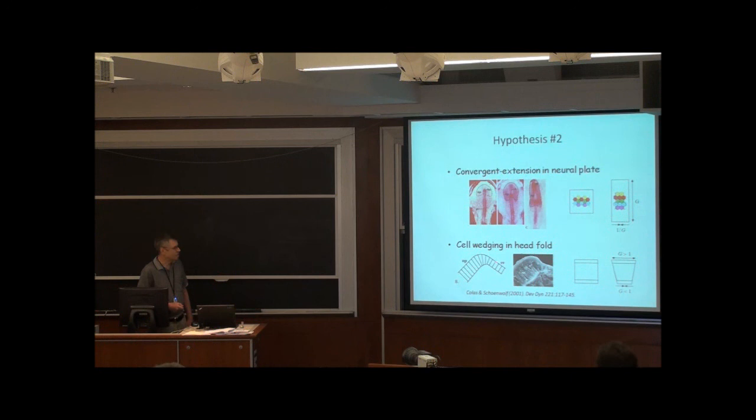We also know that the cells within the head fold become wedge-shaped. Okay? So they go from this kind of a shape to this kind of a shape, and we can model this process as a positive growth on one side of the plate, and negative growth on the other side to generate this trapezoidal shape. And I have to point out that the cells in this region in the neural plate are tall and skinny. The neural plate is one cell thick, composed of tall, relatively thin cells.